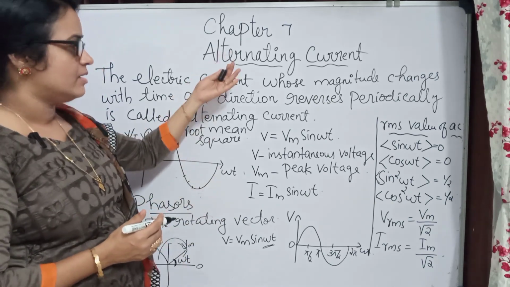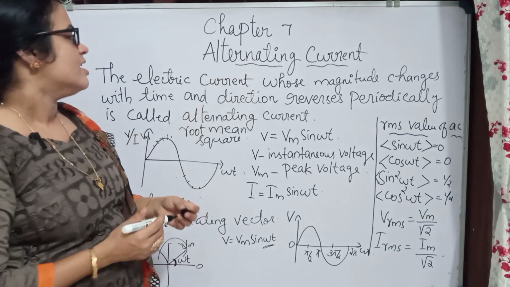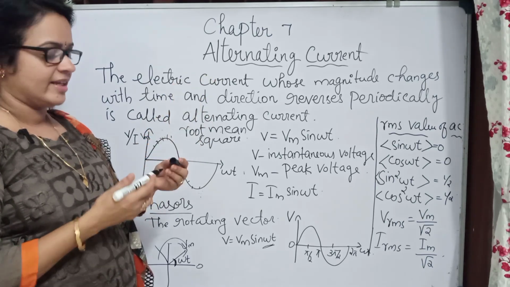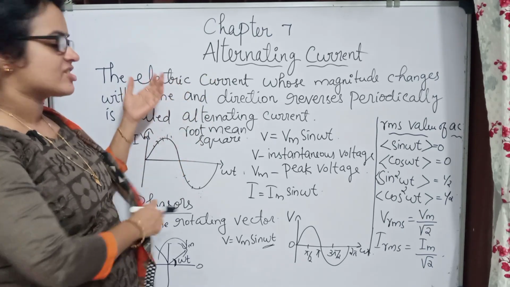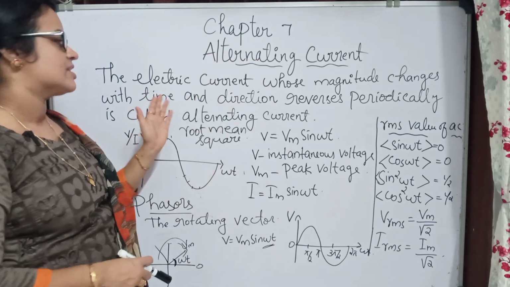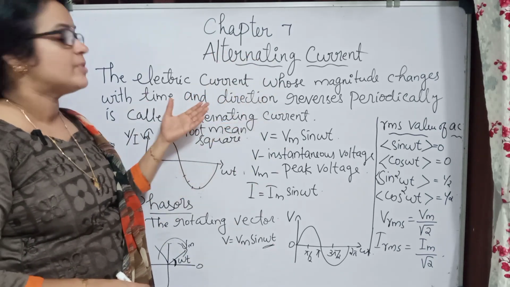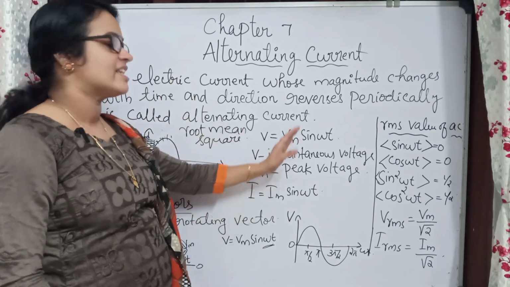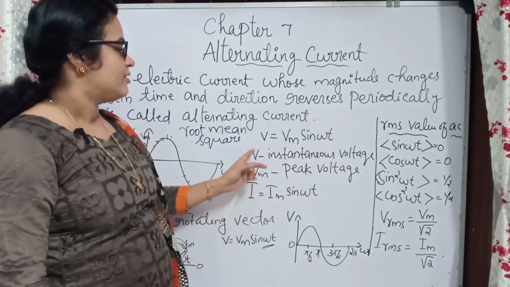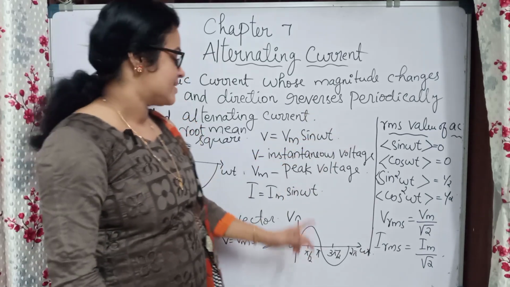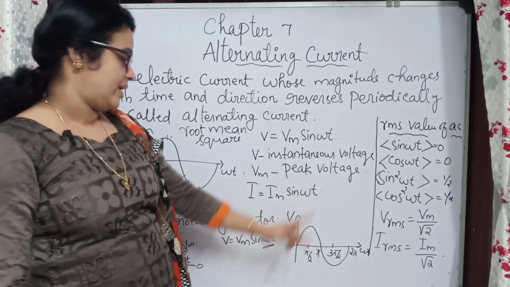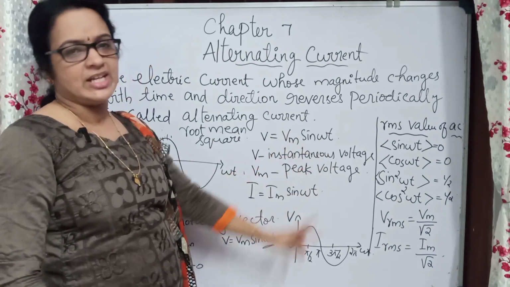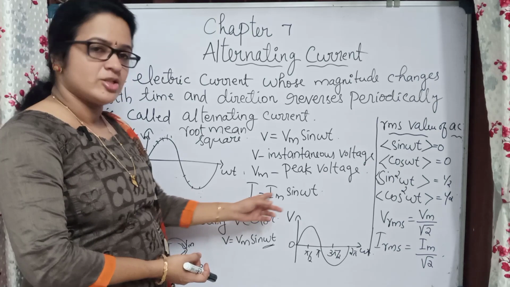So the points you have to remember: first one, what is alternating current? That is the chapter. So you have to know what is alternating current or AC. It is the electric current whose magnitude changes with time and whose direction reverses periodically. That is called alternating current, and we can represent the instantaneous voltage by the equation V is equal to Vm sin omega t, and current also, I is equal to Im sin omega t. Here V is the instantaneous voltage and Vm is the peak voltage or the maximum voltage, and the current is also in the same way.